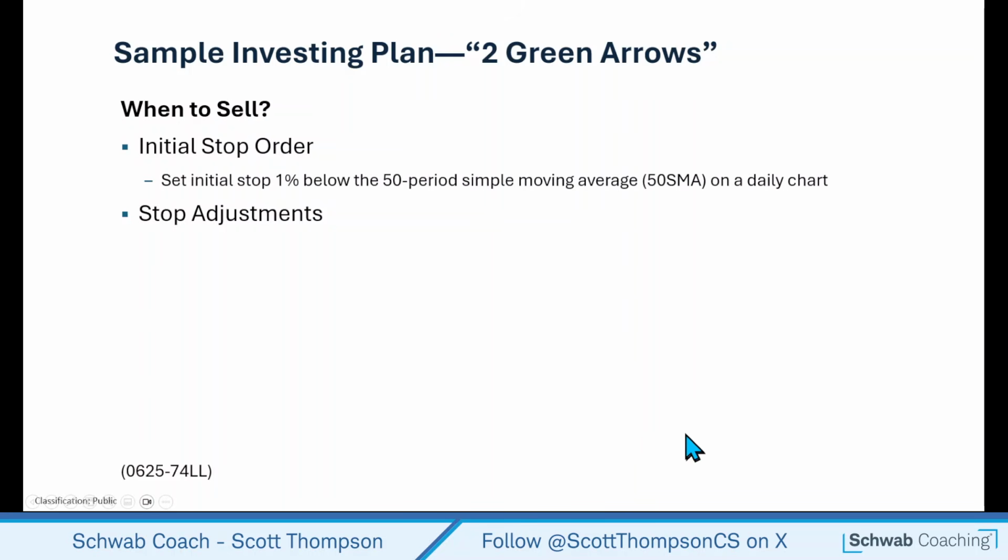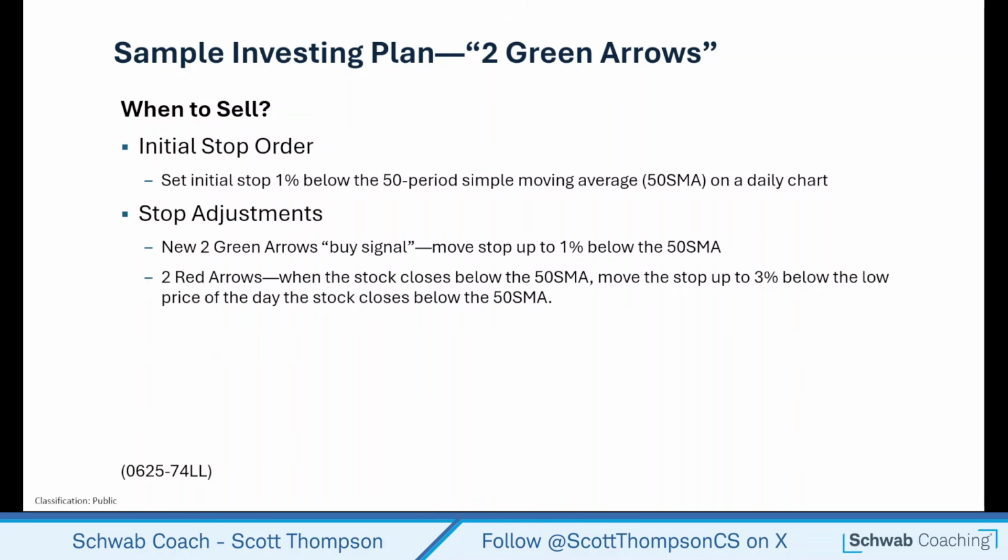So the initial stop again is set 1% below the 50-period moving average on the day that you make that purchase. The stop adjustment is if you get a new buy signal while you're in the trade, move the stop up to 1% below the 50-period moving average. And if you get 2 red arrows, and that just means the stock has now closed below the moving average, then we take a look at the low price on that red arrow day and put the stop 3% below the low price there to give it a little wiggle room. And so those are the rules for this particular plan.